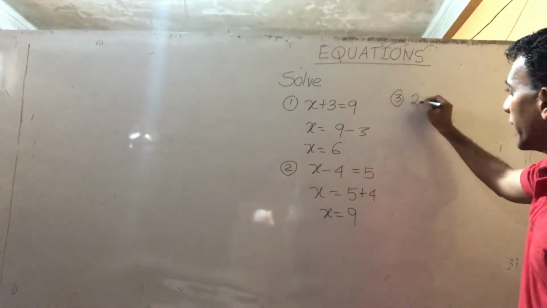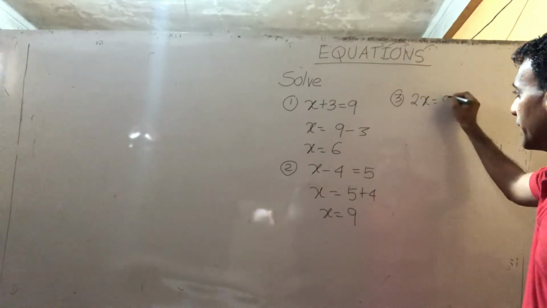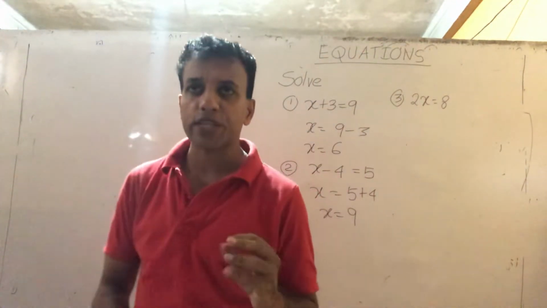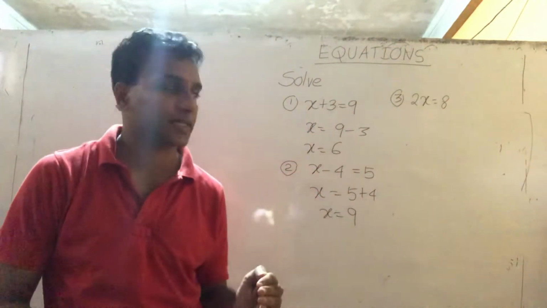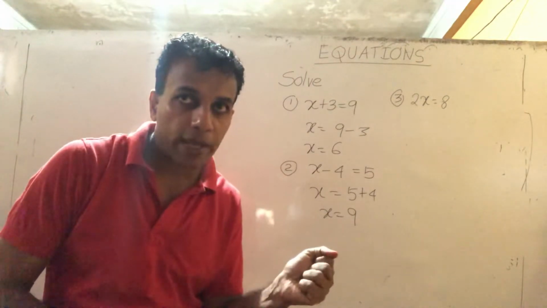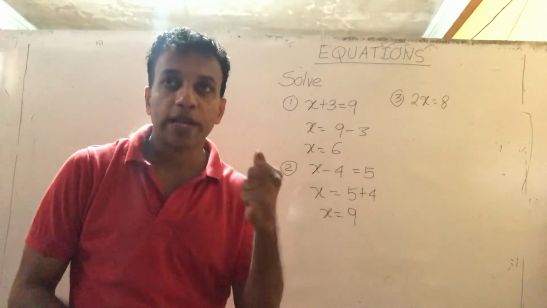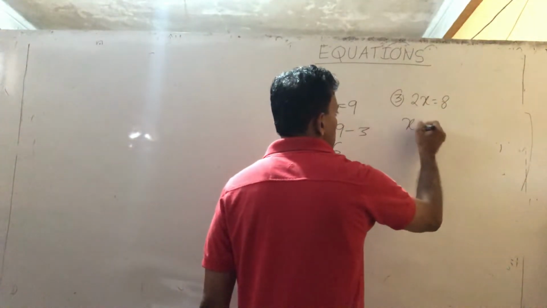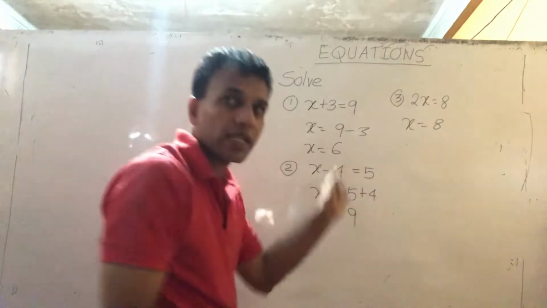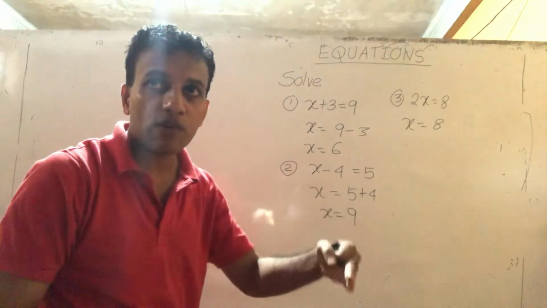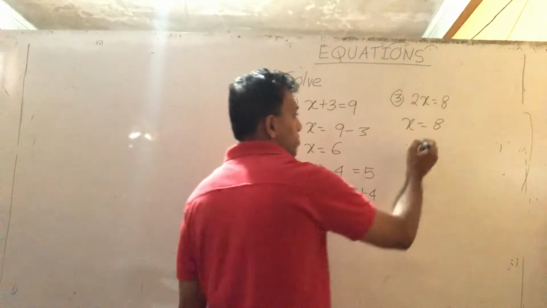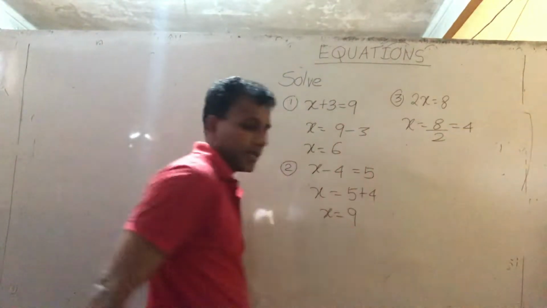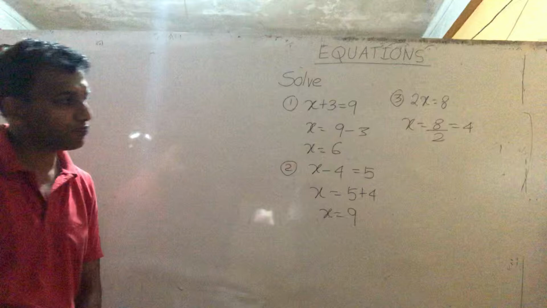See another question, problem 3. 2x equals 8. What do you mean by 2x? 2 multiplied by x. So 2 multiplied by another number is 8. So what is that number, the x value? The multiplication goes to the other side as divide. We call that the inverse operation. Divide by 2. What is 8 divided by 2? 4. 8 divided by 2 is 4.